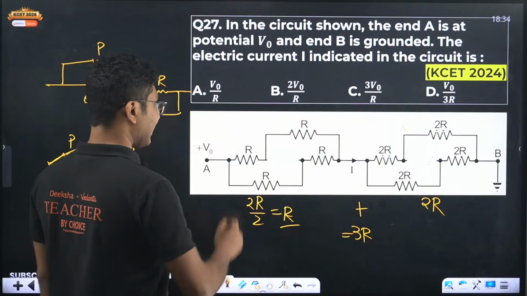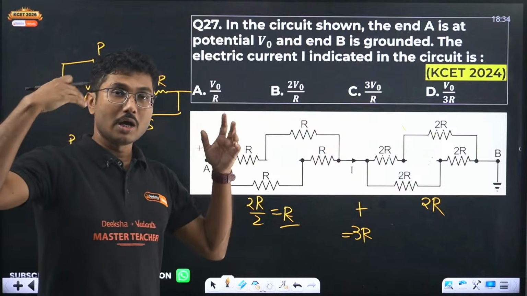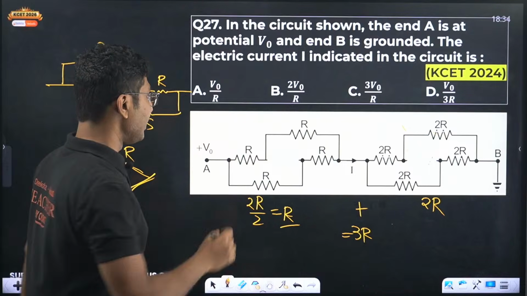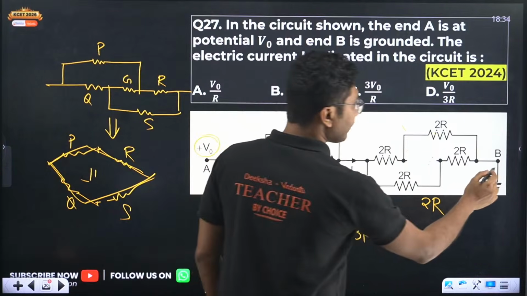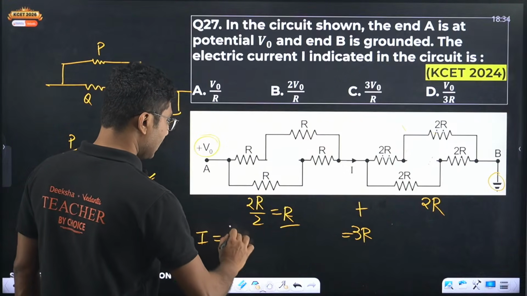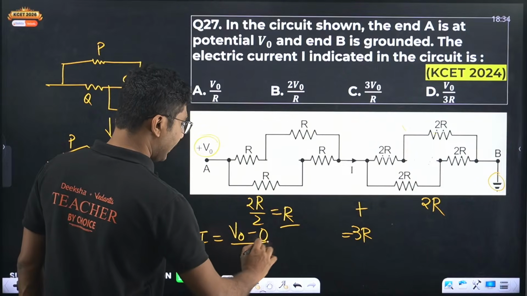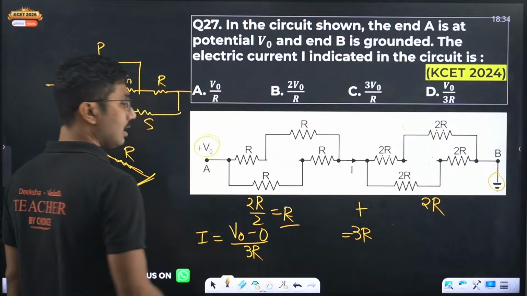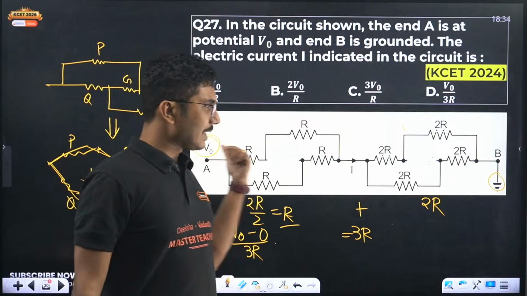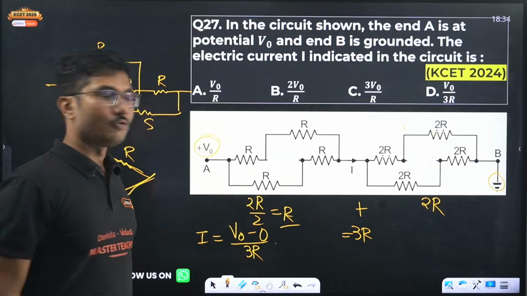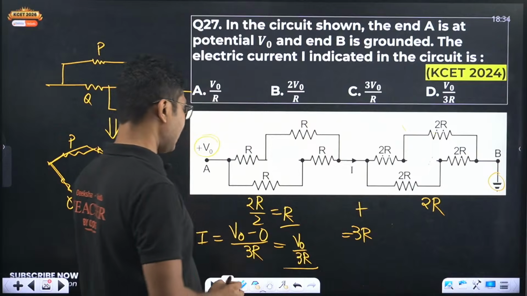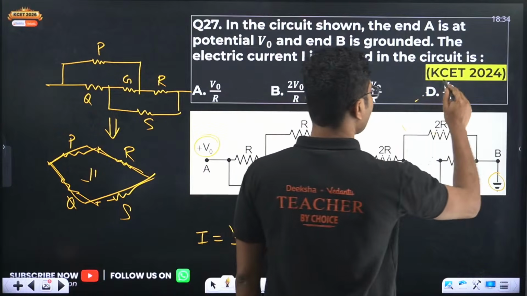Now what is the current? They don't ask you the equivalent resistance, and they don't ask you about the resistance of individual parts. They ask you what is the current. Here the voltage is V0, here the voltage is 0, because grounded means 0. Current is the voltage difference divided by the total resistance, V by R. Because one side is V0 and the other side is 0, you have to take the voltage difference. So the current passing in the circuit will be V0 by 3R.